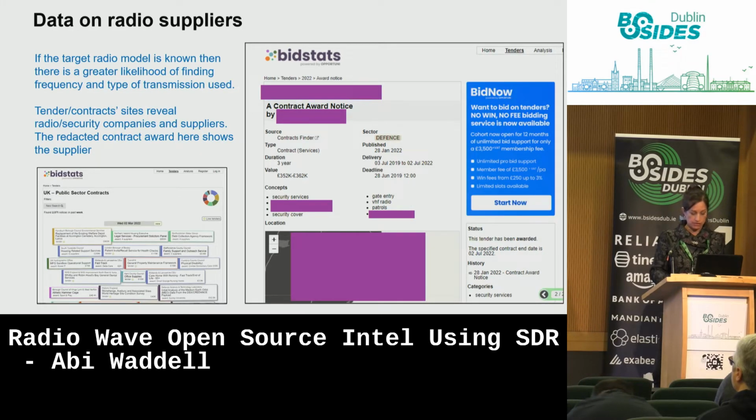One way of discovering the two-way radio frequencies in use by a target company is to discover the handset models in use. Different radio models usually have their own default frequencies, which may not be changed by the users. One particular way of establishing this is to use tender or contract award databases and websites, as these may reveal the radio supplier and/or security company that the target has engaged to work with. In the UK, BidStats is an example of such a site, and this is freely accessible. The redacted contract award here shows the supplier, which is a manned security company.